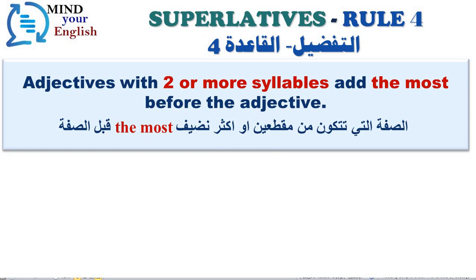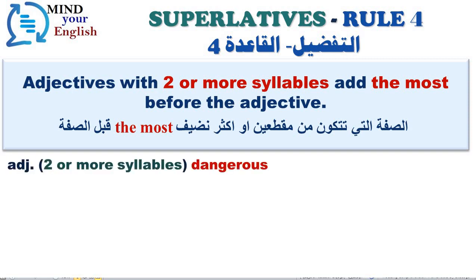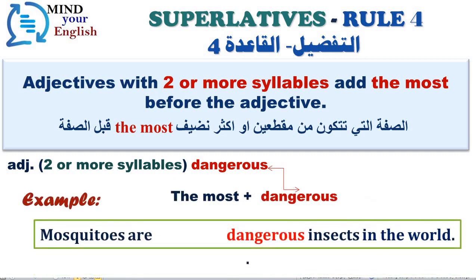Superlatives. Rule 4. Adjectives with two or more syllables. Add the most before the adjective. Adjective with two or more syllables, like dangerous, becomes the most plus dangerous. Example: Mosquitoes are the most dangerous insects in the world.